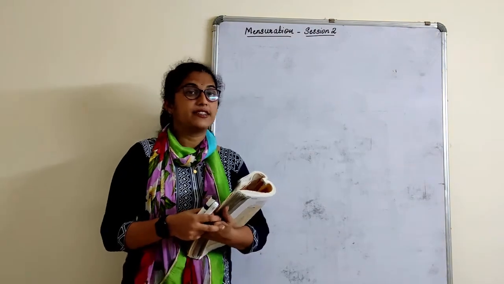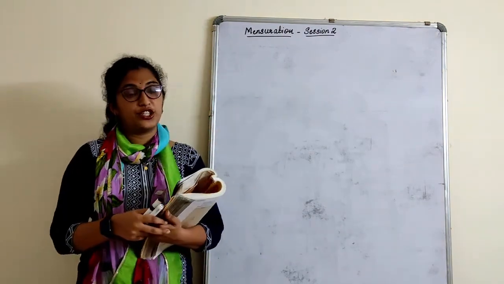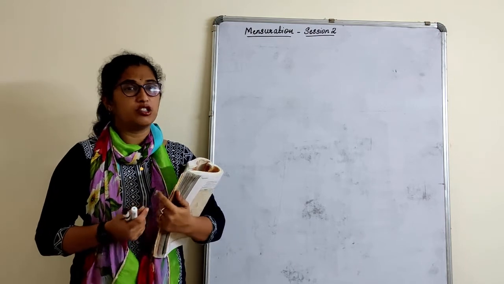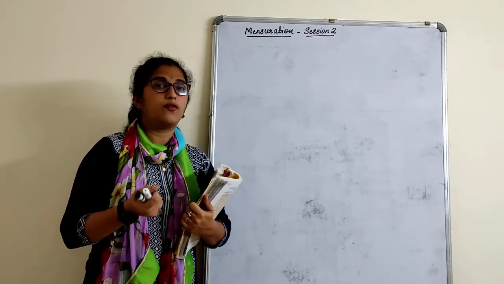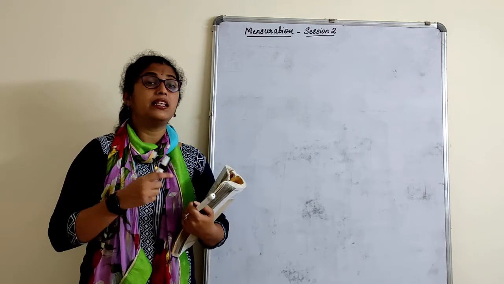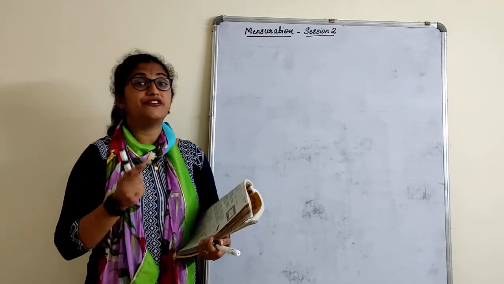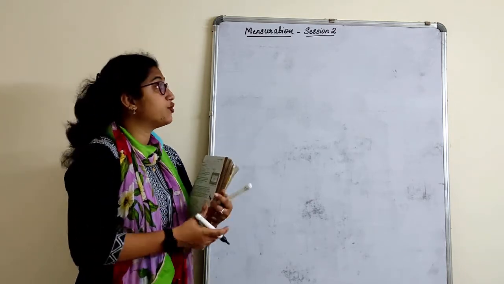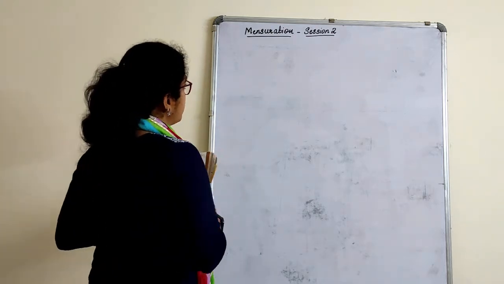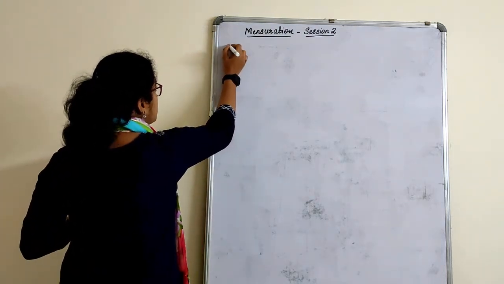Good morning. We will start session 2 on the chapter mensuration. In our yesterday's session we understood the definitions of area, volume and perimeter, as well as area and perimeter of different plane figures. One main thing I forgot to mention is that in plane figures, we did not write about the circle.